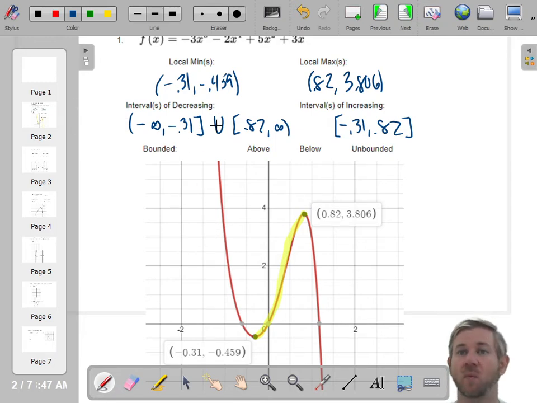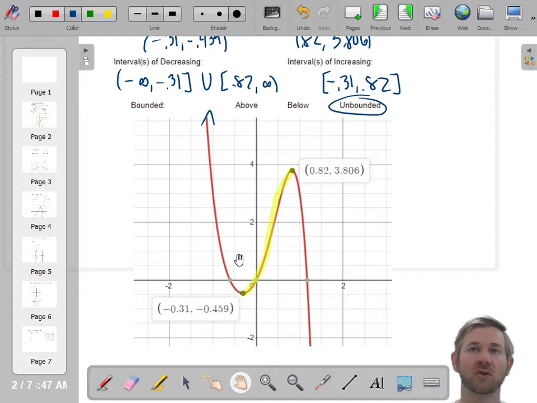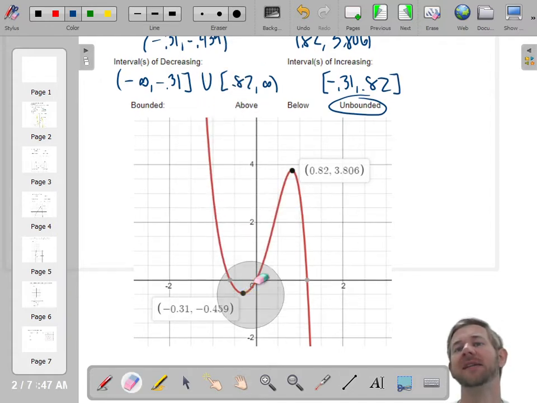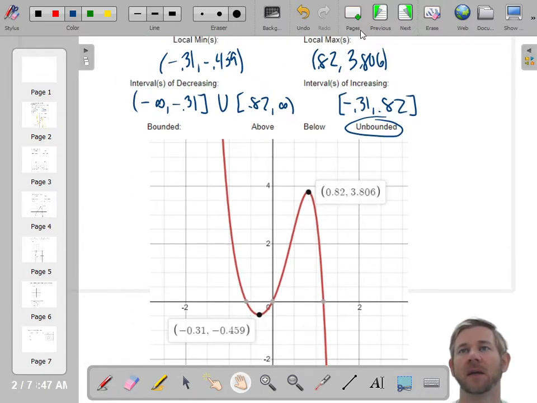I have 1, 2, 3. With 2 turnaround points, you should have 3 intervals. I have 1, 2, 3 intervals, so that's good. Last question says, is this function bounded? And the answer is no, it is unbounded, and I know that because it goes up forever. There is no global maximum. It goes up forever, and it also goes down forever, so there is no global minimum, which means this is unbounded. It goes up and down forever, okay? So it's unbounded. That's your first one.